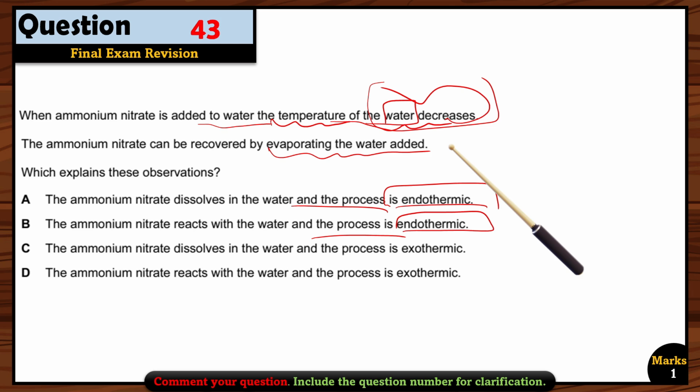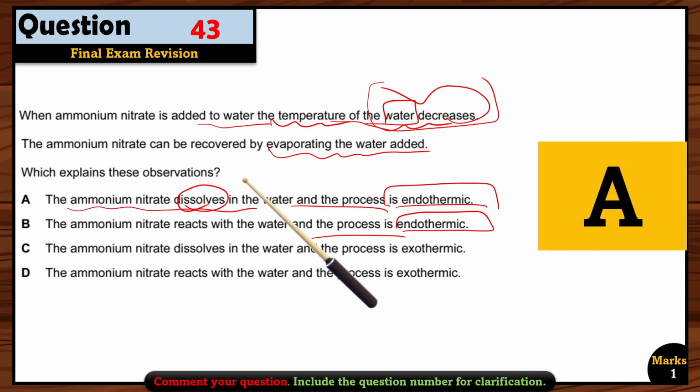So what are you going to get? You are going to get ammonium nitrate, right? You can get back your ammonium nitrate solid. So this reaction is what? The ammonium nitrate is dissolved in water. It has not reacted with water, because if it had reacted with water, you could not get back ammonium nitrate just by evaporation. Okay, so if evaporation gives you back your own reactant, then it means it's a physical change, and a physical change is like dissolving in water. So option A is the right option.